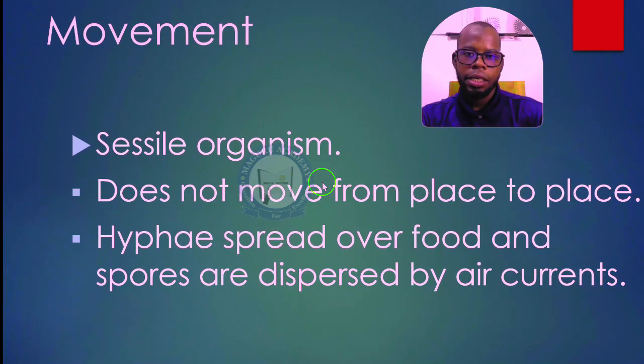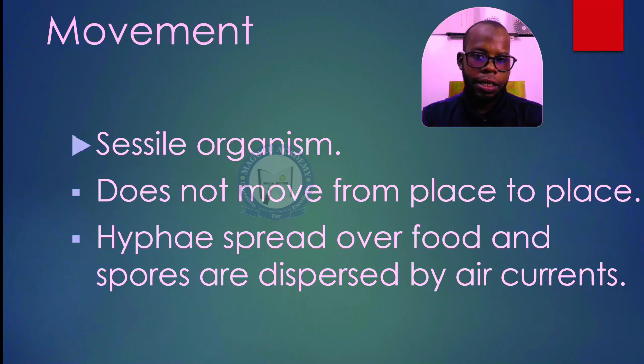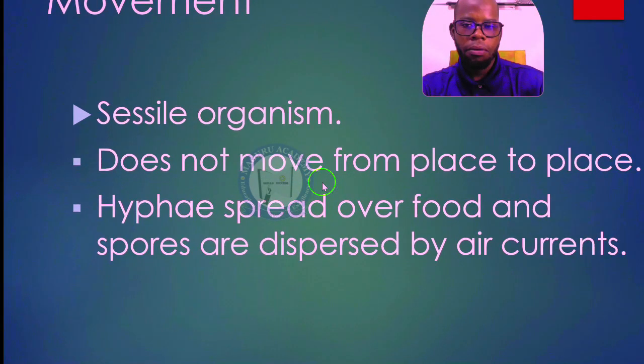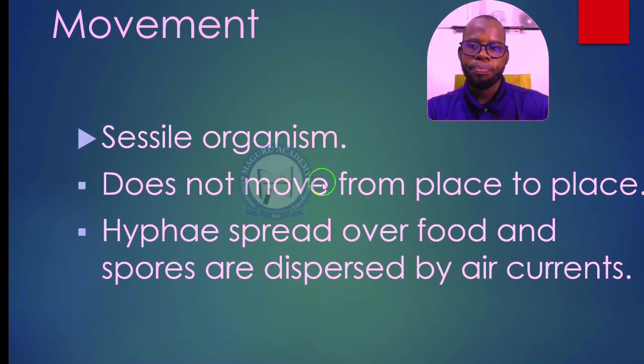How about movement? Does the bread mold move from one place to another? No, it is stationary. It is a sessile organism, meaning it does not move from one place to another. The hyphae are spread over food, and the spores are dispersed by air currents, so it can grow in different positions on that food. So the movement is stationary. There is no locomotion of this organism.